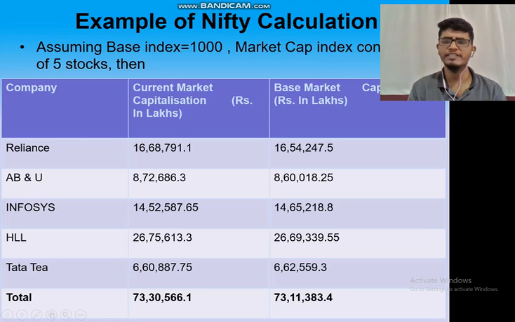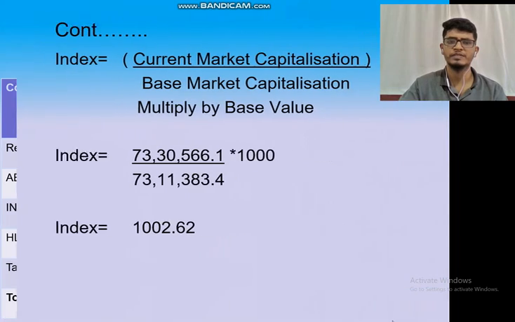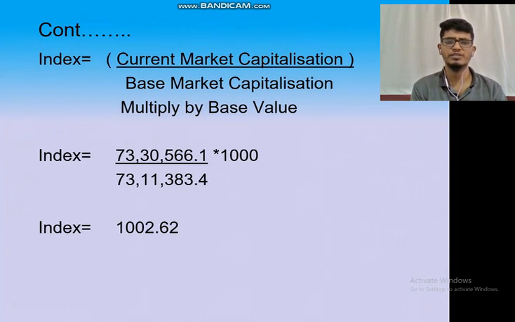Okay, and this is the base market capitalization. So market capitalization is the total number of shares into the prices. In the base year it is the base price, in the current year that is the current price. So here is the total market capitalization for the present and the base year too. Then, as usual, the calculation uses the same formula: current market capitalization divided by base market capitalization multiplied by base value.